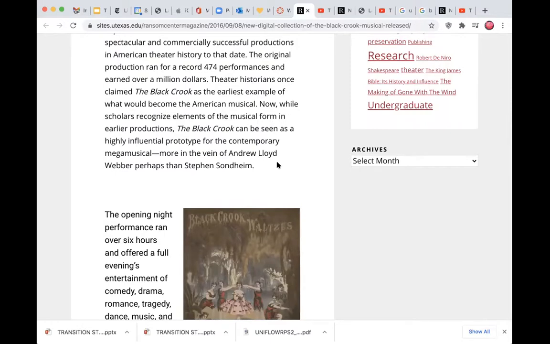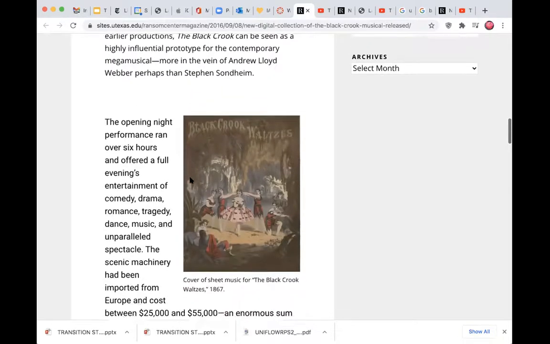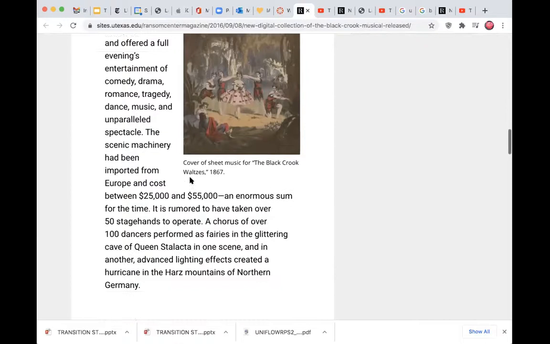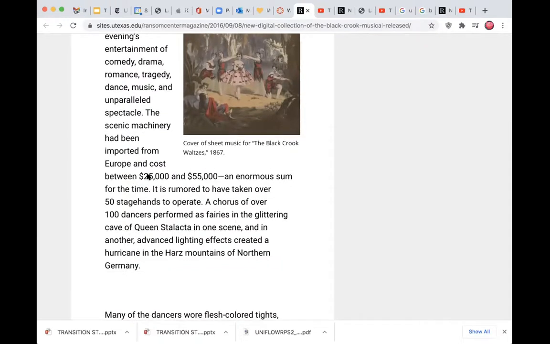And then you can even see how this influences the mega musicals or the British musicals that we started getting in the 80s, the Andrew Lloyd Webber, more than Stephen Sondheim. The same image, and they said it was between $25,000 and $50,000, 50 stagehands to operate, a chorus of over 100 dancers performing as fairies in the glittering cave of Queen Stalacta.